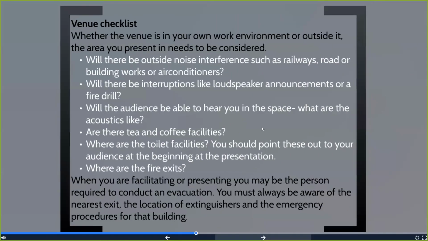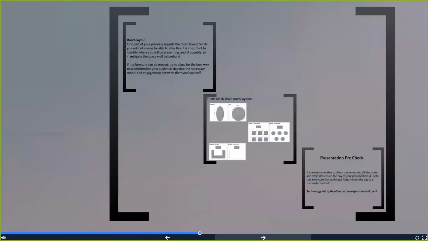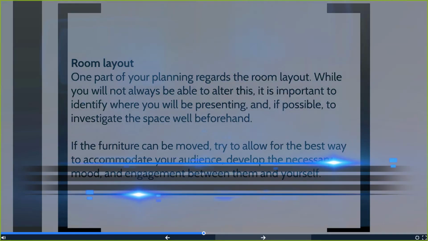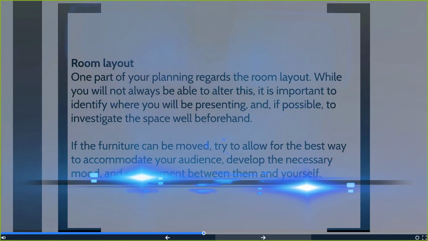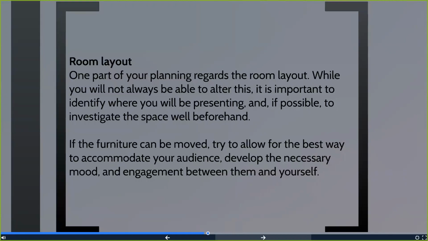Room layout. This is the last bit of information, guys. So one part of your planning regards the room layout. While you'll not always be able to alter this, it is important to identify where you'll be presenting, and if possible, to investigate the space well beforehand. If the furniture can be moved, try to allow for the best way to accommodate your audience, and develop the necessary mood and engagement between them and yourself.